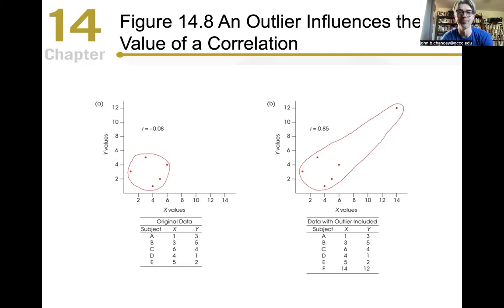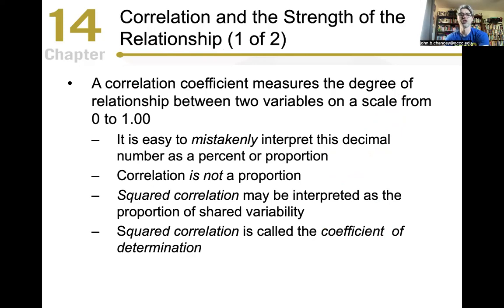So correlation and its strength, again, we measure it on a scale of 0 to 1, but it's important to remember that this is -1 to 0 to +1, either way. But don't interpret this decimal point as a percentage or a proportion. Correlation is not a proportion.